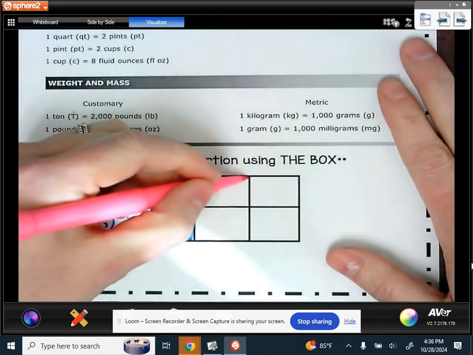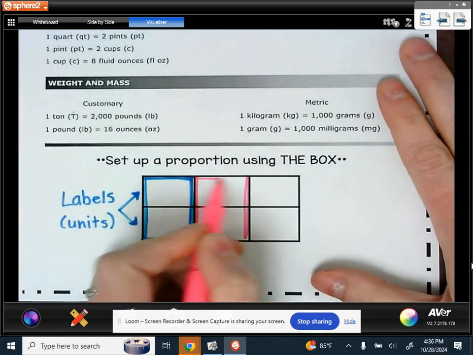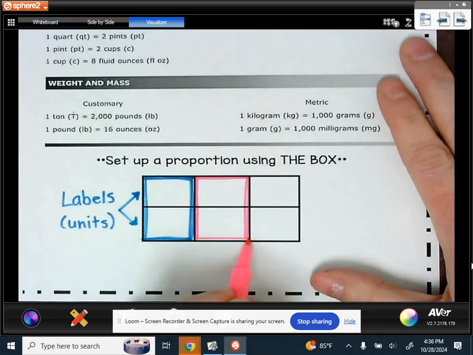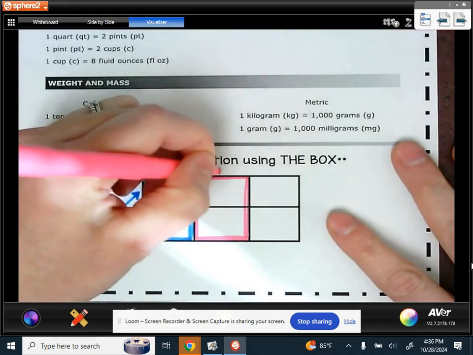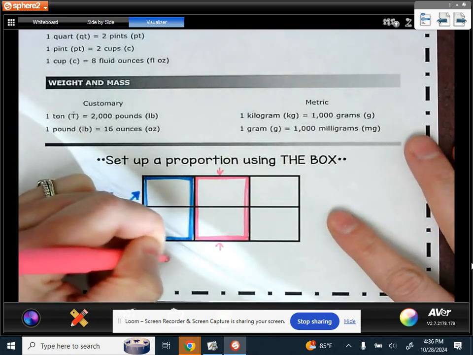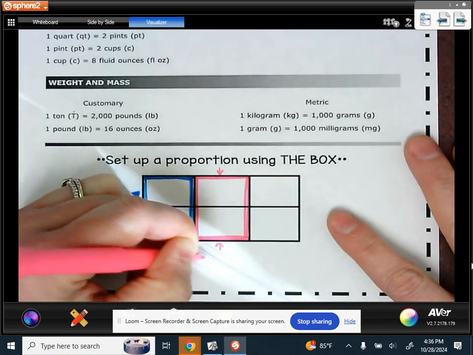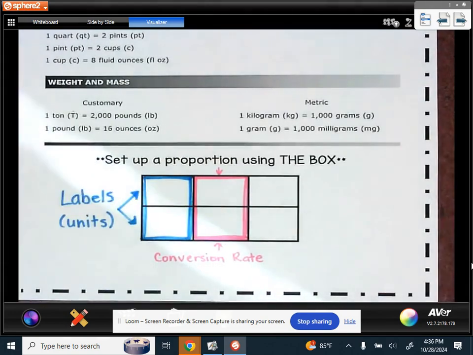And this middle section here is different from the regular box. In the regular box problems, they give you 3 numbers. In these problems, they're only going to be giving you 1 number. And so the 2 numbers right here are going to be your conversion rate. We always say that the rate or the ratio goes in those boxes. So this is the conversion rate. It is going to go there, but it's not usually going to be given to you in the problem.